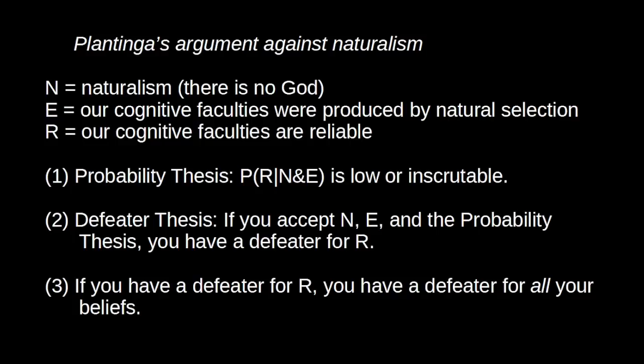Then there's the defeater thesis, which is that if you accept N and E and the probability thesis, you have a defeater for R. And then finally, there's the claim that if you have a defeater for R, you have a defeater for all your beliefs. You have a reason to doubt all your beliefs. Now, obviously, pretty much all naturalists will want to accept modern evolutionary theory, so naturalism leads to global skepticism.